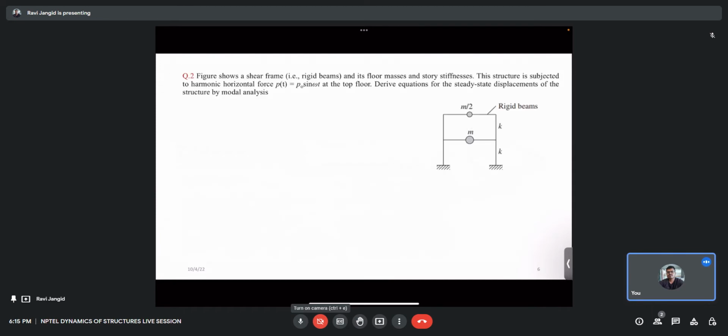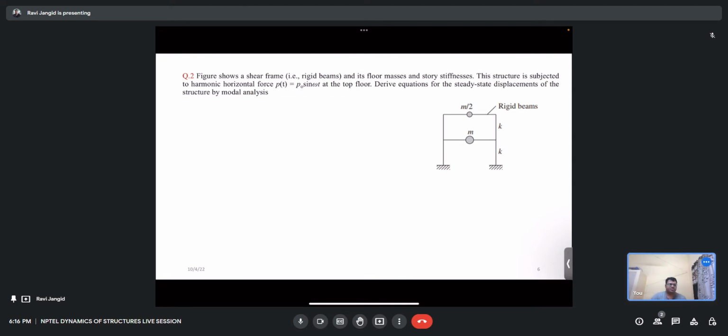Now this is the question on forced vibration. In this, a two-story frame with the floor masses and the story stiffness is shown here. The structure is subjected to a harmonic force P(t) equal to P naught sine omega t at the top floor. Derive the equation for the steady state displacement of the structure by modal analysis.